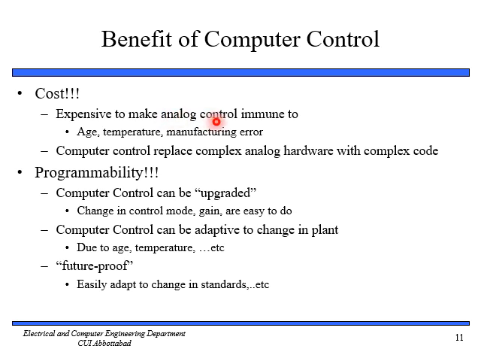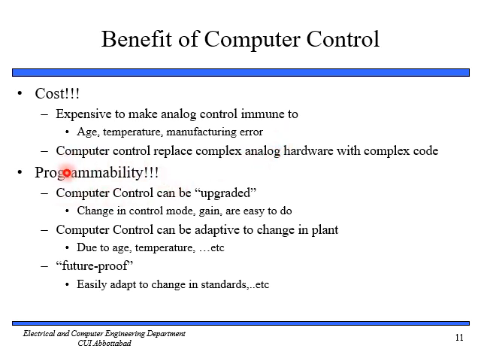It is expensive to make analog control immune to age, temperature, and manufacturing error. All of these will affect the analog control system. Computer control replaces complex analog hardware with complex code. So in computer control, we replace the complex analog hardware with complex code.